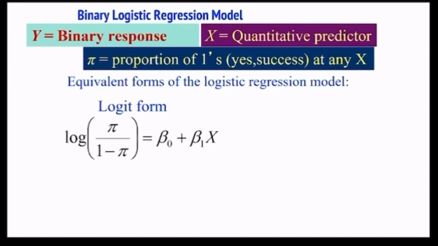This is what we call the odds ratio. This part is the probability of yes, and this part is the probability of no. Now the logarithm of the odds ratio will restrict the range of the response to 0, 1. Does that make sense?